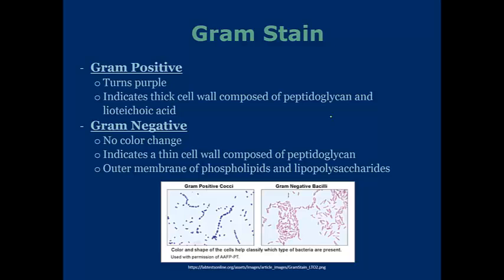Gram-negative, on the other hand, has no such color change. You'll see instead a slight pink. This indicates thin walls and an outer membrane of phospholipids and lipopolysaccharides. Now, you're probably thinking to yourself, why would we bother with a Gram stain? Well, it's to show whether or not there's a cell wall, and this is to classify cells accordingly.